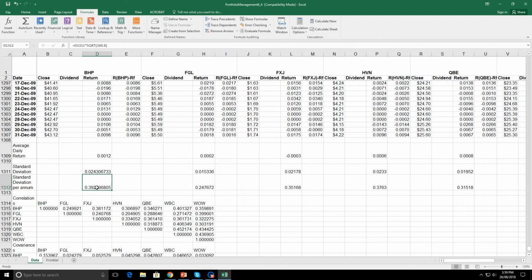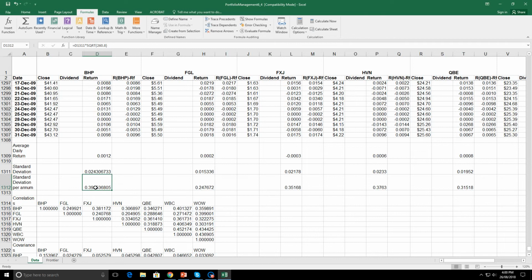The rationale behind this is that the annual variance is the daily variance multiplied by the number of days, and standard deviation is the square root of variance, so annual standard deviation will be multiplied by the square root of the number of days in a year. And the second point is the number of days in a year.